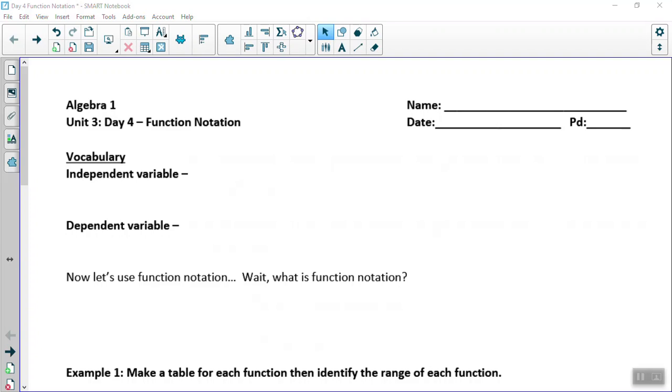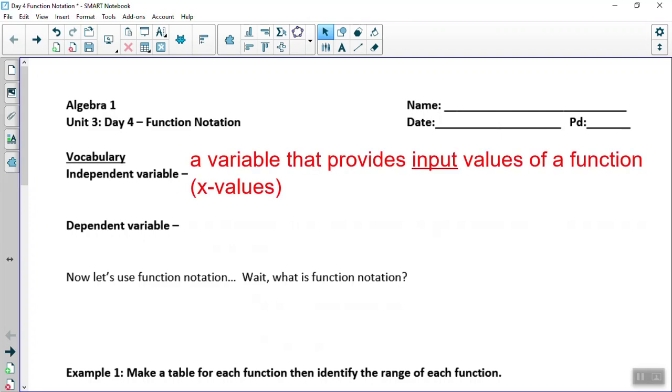Hi everyone, today we'll be talking about function notation. We're going to start off with two vocabulary words, independent variable and dependent variable. These both should be familiar, whether you've heard them in science class or you remember them from pre-algebra.